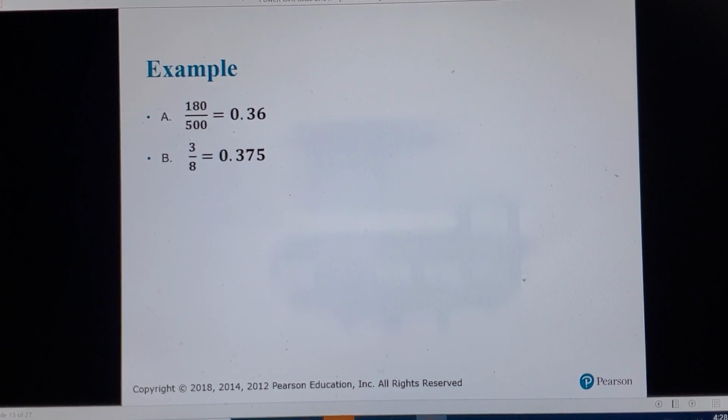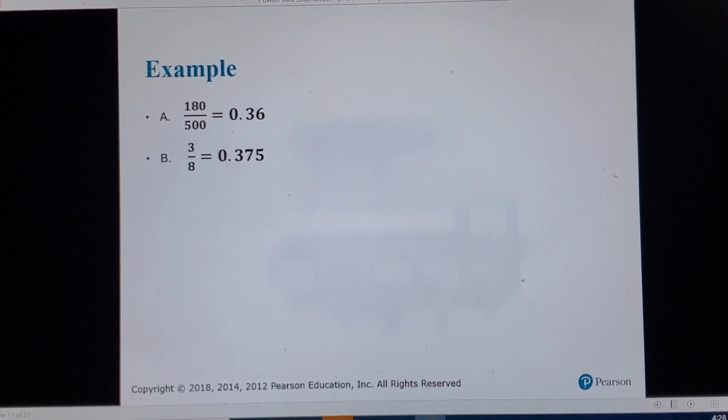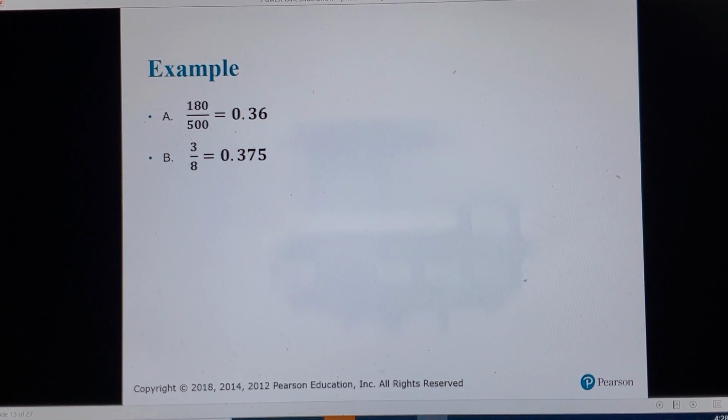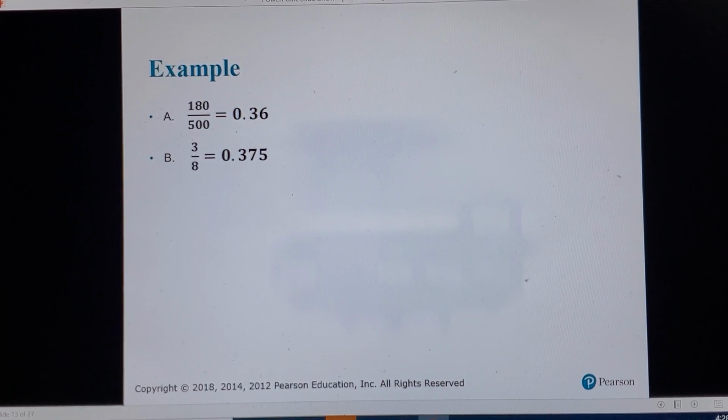Again, you can always convert it to a decimal, but sometimes your calculator is rounding some of those numbers, so your probability might not be exact. So sometimes I'm okay with you just leaving your probability as a fraction. But if you want to convert it to a decimal, you can. Just be careful when you're doing it.